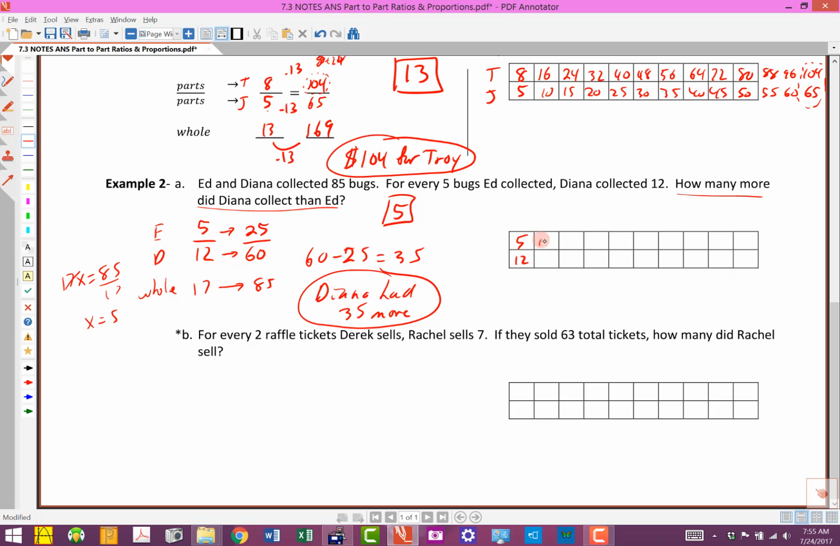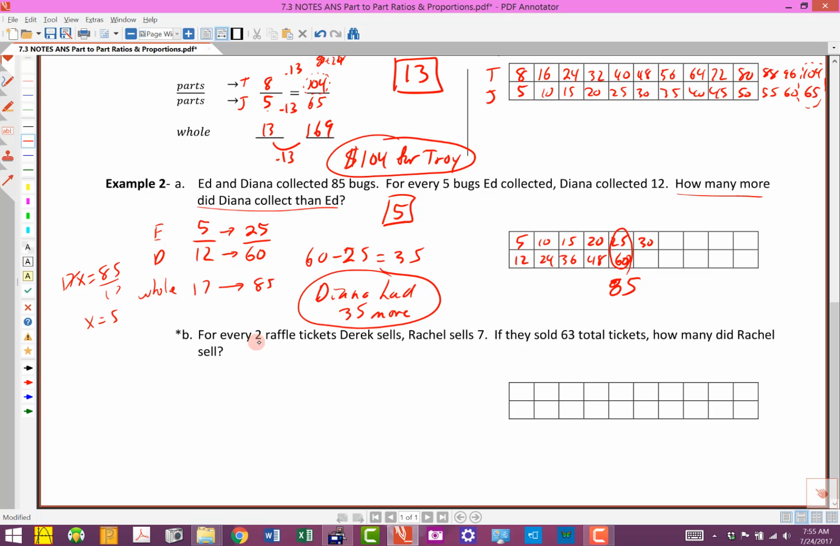So let's do this. 10, 15, oops, almost skipped one, 20, 25, 30. Okay, so we should only have to go to the fifth one. Let's see, 12, 24, 36, 48, and 60. And there we go right there. If you add those together, you get 85, and that's what we're after. That's why this is the answer right there.